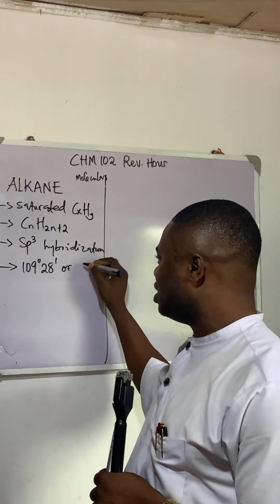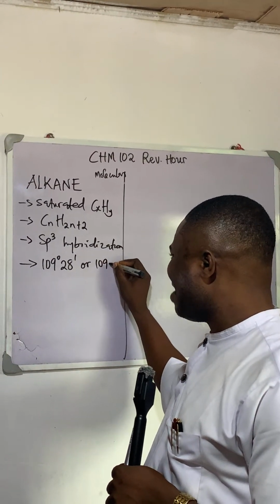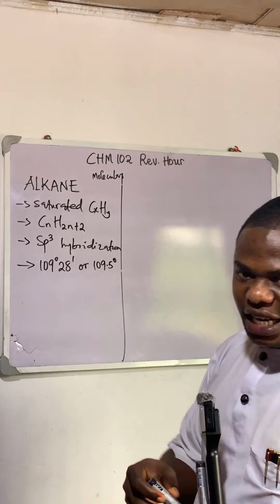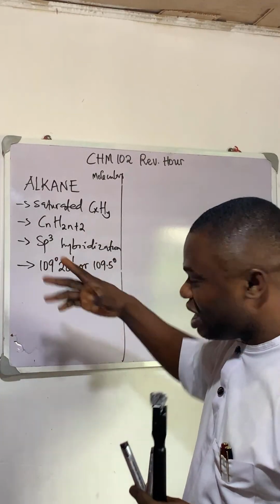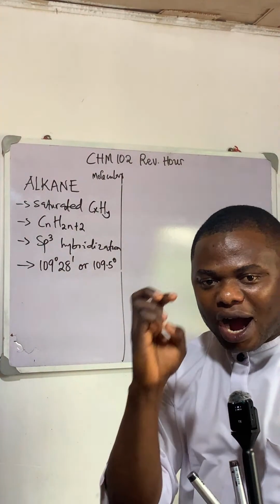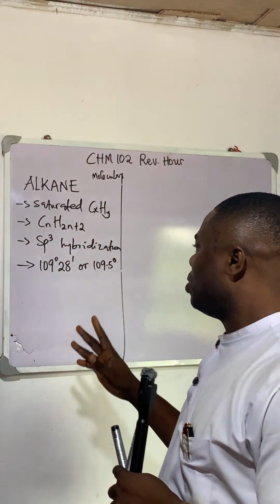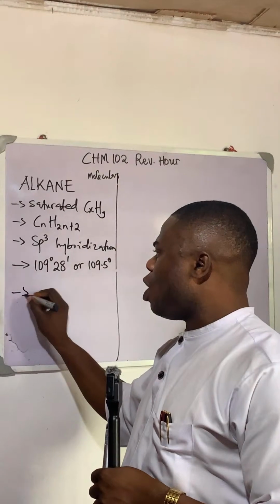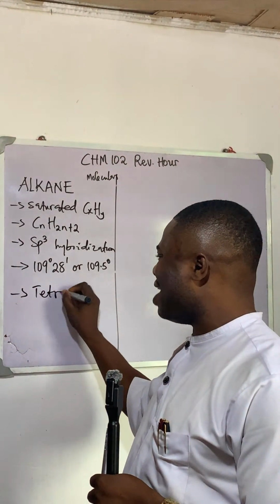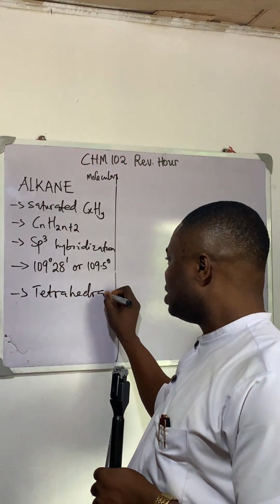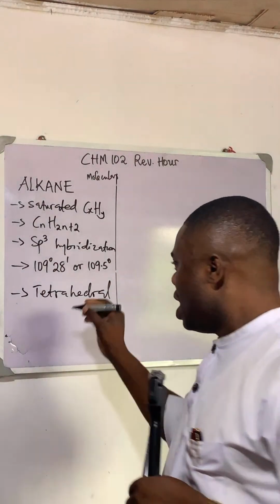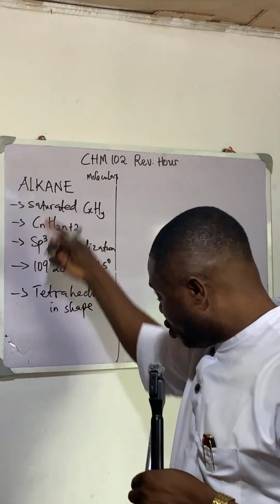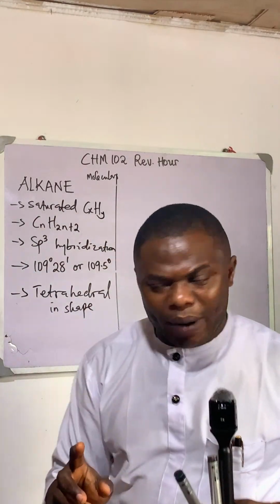Or you convert it to become 109.5 degrees. That is the bond angle of an alkane. It never changes. All these are the basic information you should have at your fingertips. Now, owing to this bond angle, all alkanes are tetrahedral in shape. That is the shape of an alkane, tetrahedral. Don't forget, we are just listing the basic things that you need to know about alkane.